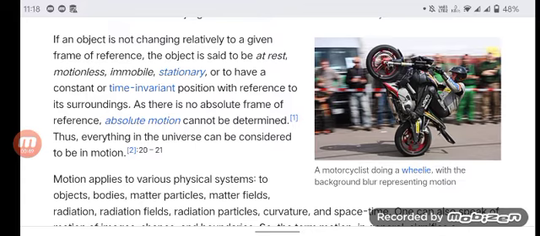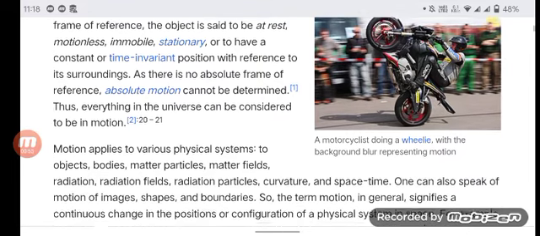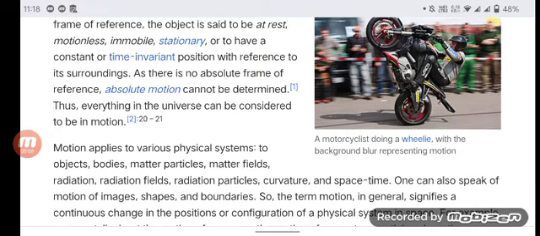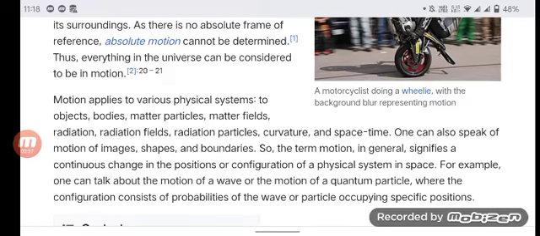As there is no absolute frame of reference, absolute motion cannot be determined. Thus, everything in the universe can be considered to be in motion. Motion applies to various physical systems: objects, bodies, matter, particles, matter fields, radiation, radiation fields, radiation particles, curvature, and space-time. One can also speak of motion of images, shapes, and boundaries.